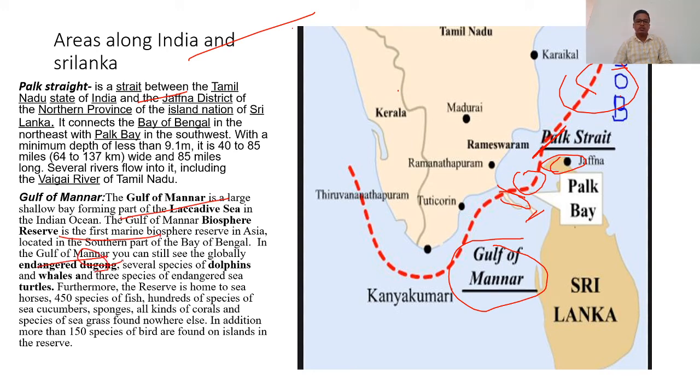In this region, Gulf of Mannar, we are having the endangered dugong. Dugong is also called the sea cow. They are herbivores. They're the most important creature found over this region. Dolphins are also found, whales, turtles, corals, and it is itself a biosphere reserve. That is why it has been declared one of the marine biosphere reserves of India.